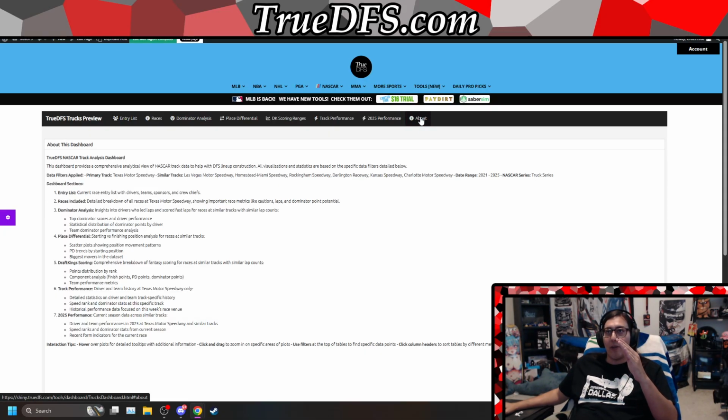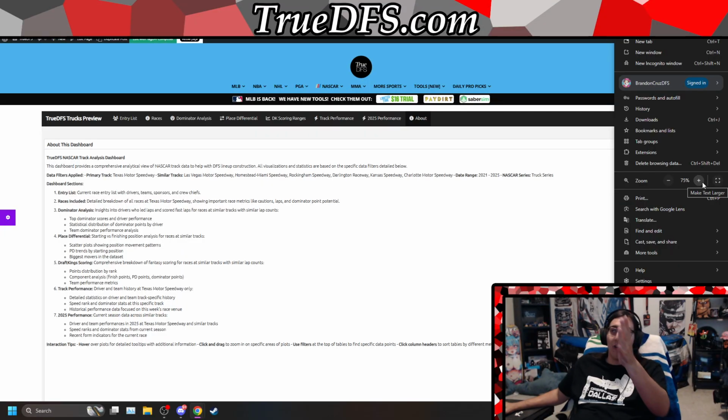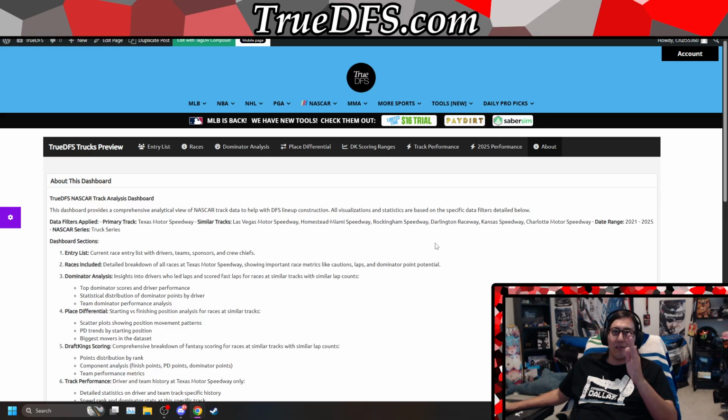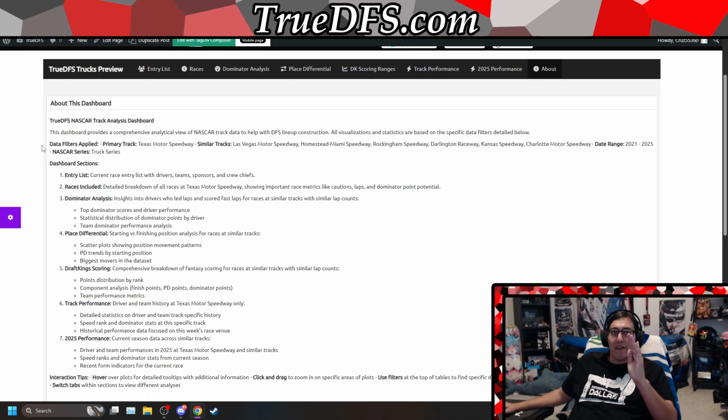You can also always go to the About page here. I know this is a little small, so I have a huge monitor, but I'm going to go ahead and zoom in so you can see what all this is saying, and I will read you through it. The About page will show the data filters applied. This is Astukas's own data that he pulls from, that he uses in his own sims, and I have asked him to make it into a preview for our subscribers on the website. It shows what the tracks are, what he's looking at.